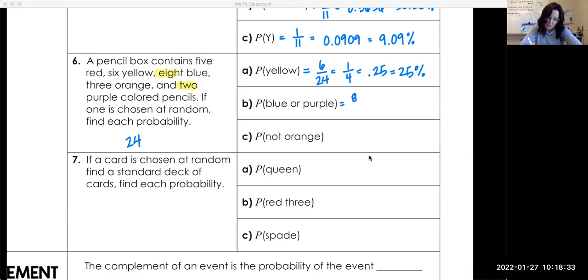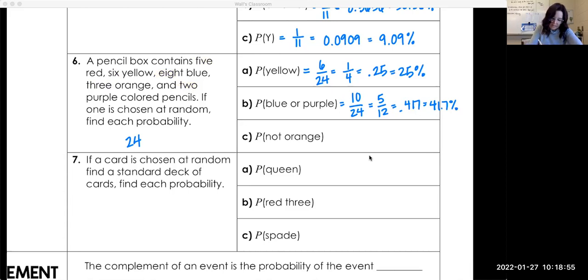Nope, 8 plus 2 is 10, sorry. That gives us 10 ways that we could pick a blue or a purple out of the 24 total outcomes, which is 5/12 or 0.417 or 41.7%. What's the probability that we pick a pencil that is not orange?